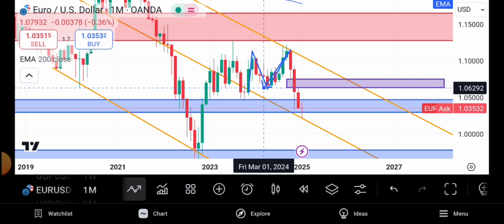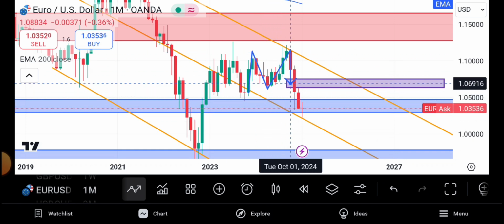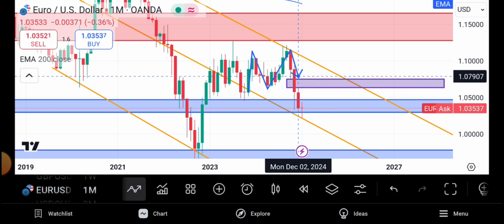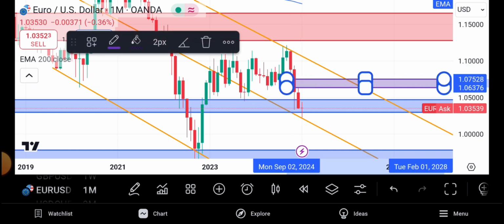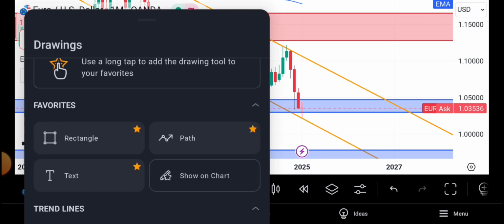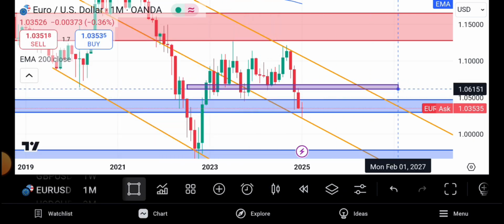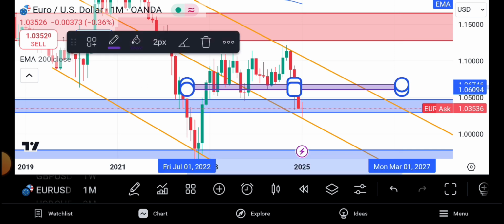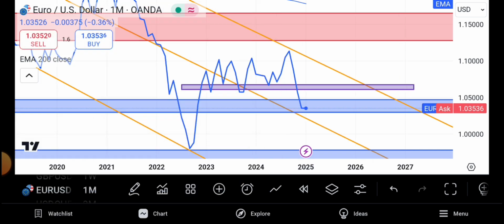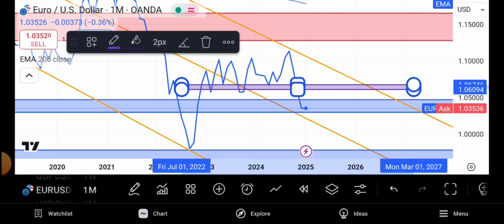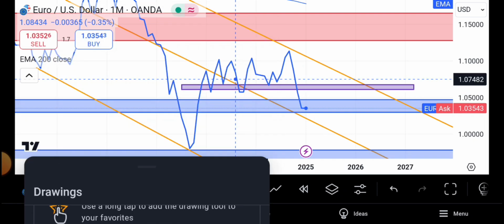So let me show you what I'm trying to mean. The neck zone of that M structure, let me remove that, is this one. This is our neck zone. If you don't see it clearly, let me show you now. Can you see that M structure? This one. So this is now an M, and this is our neck zone.